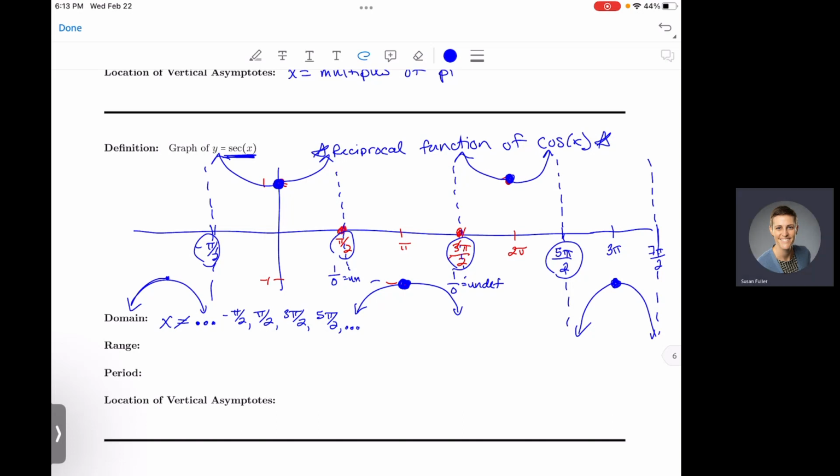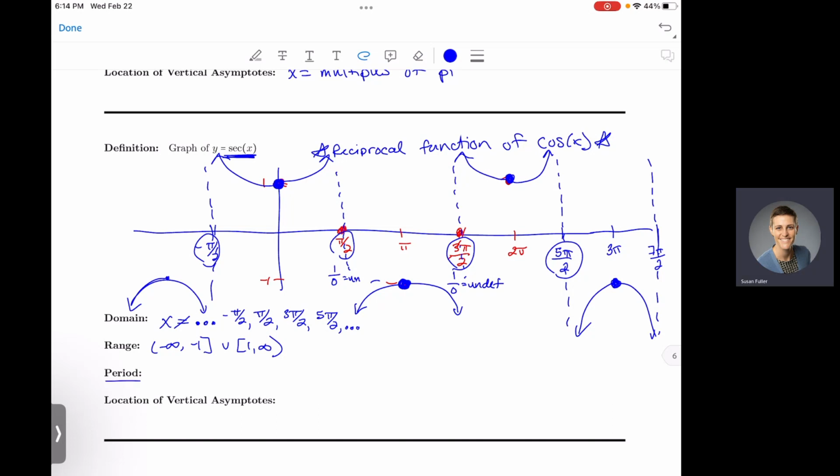And then what's the range of this function? What y values are covered? Well, that's the same as my cosecant function from above. So that was negative infinity to negative 1, and I'm going to union that with 1 to infinity. It's everything except the values between negative 1 and 1.